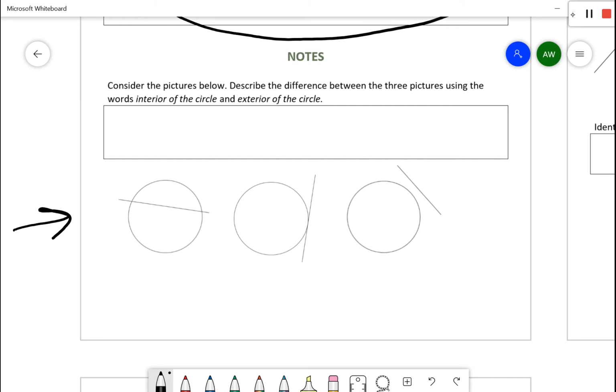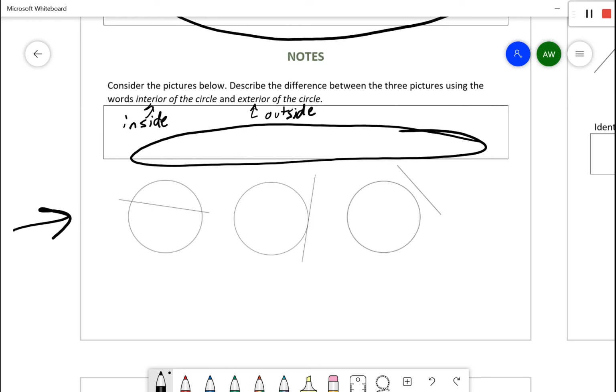So interior of the circle, this means inside. And exterior means outside. So in this box, I'd like you to just in a couple of sentences describe the differences between these three circles and the lines that are either outside or inside of them.